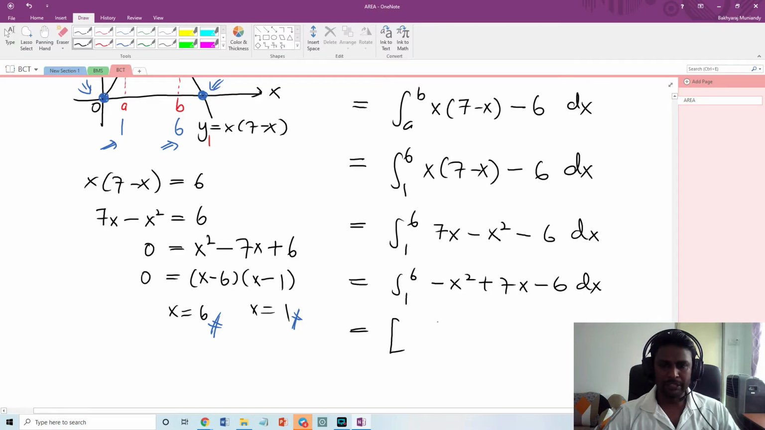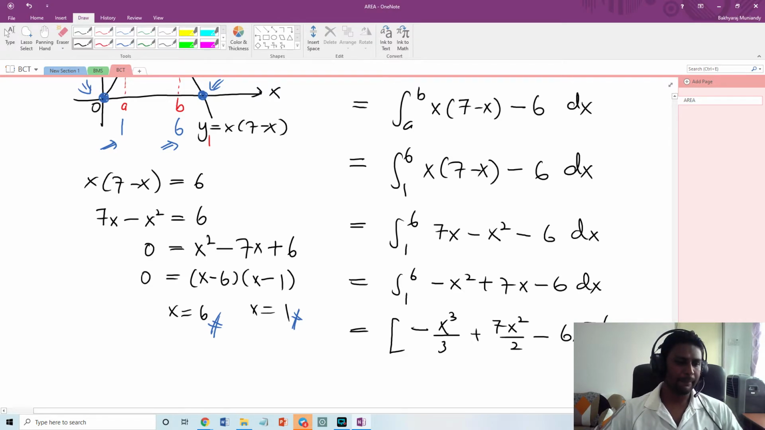Okay, anyone want to give your answer? Negative x power of 3 over 3 plus 7x square over 2 minus 6x, bracket 1, 6. Okay, so this is what we get for our limit, and we try to substitute.